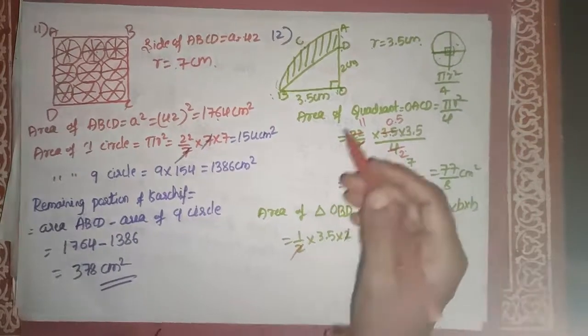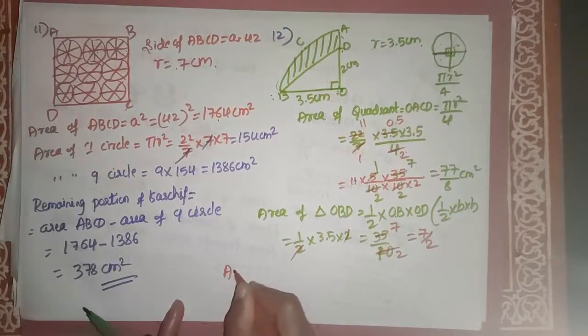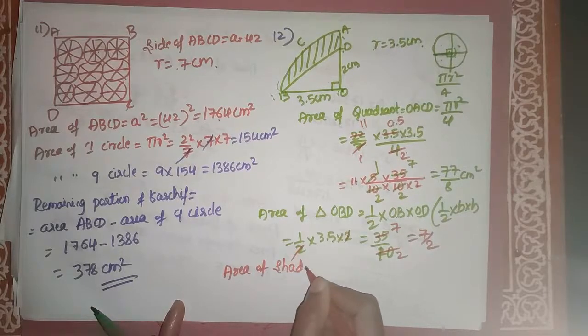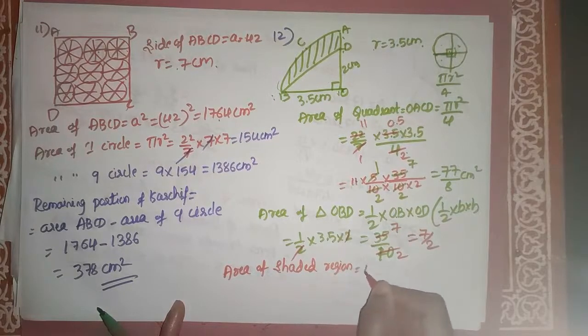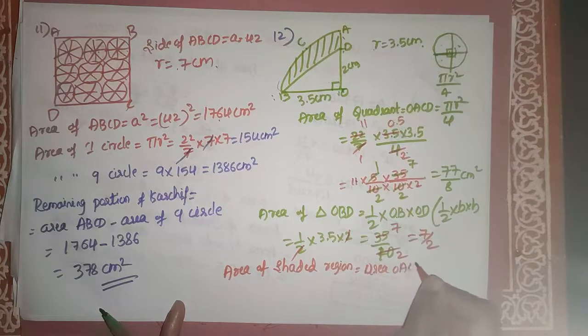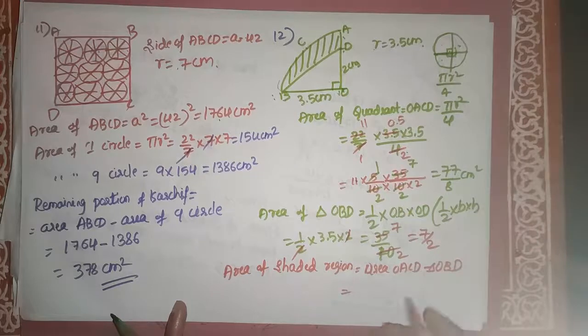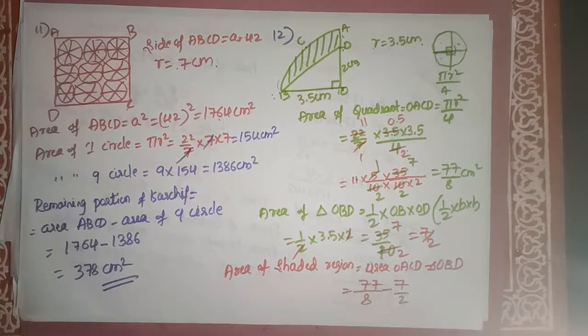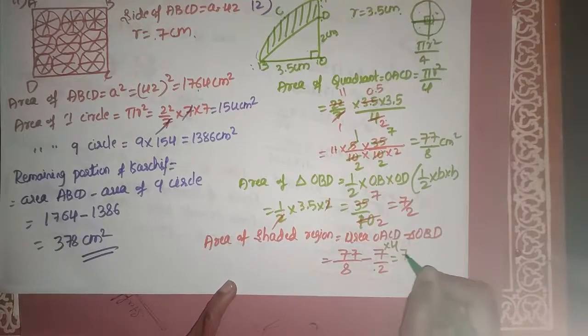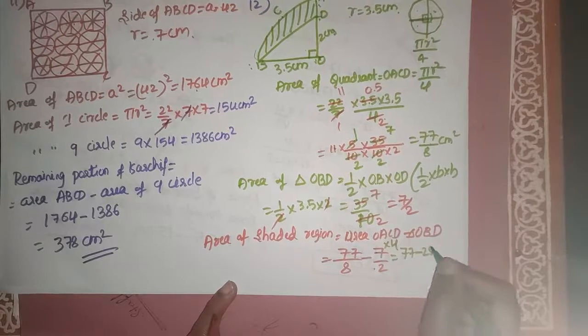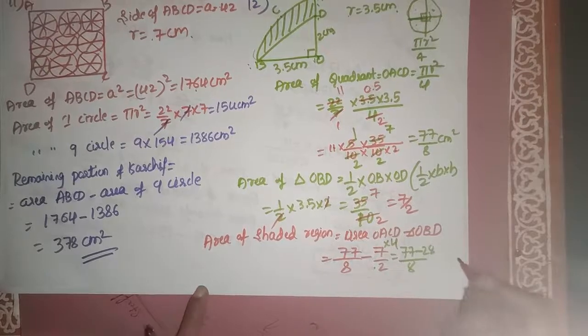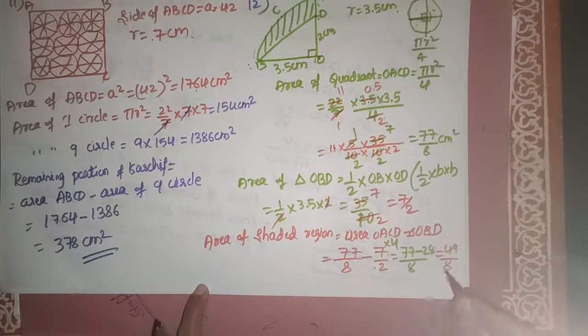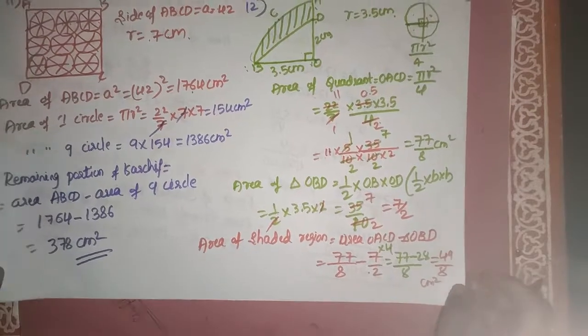Now the area of the shaded region: in the quadrant, we need to remove the triangle. Area of shaded region is area of quadrant OACD minus triangle OBD. That is 77 by 8 minus 7 by 2. The LCM is 8. So we have 77 minus 28 divided by 8. 77 minus 28 equals 49 by 8 centimeter square. This is the area of the shaded region.